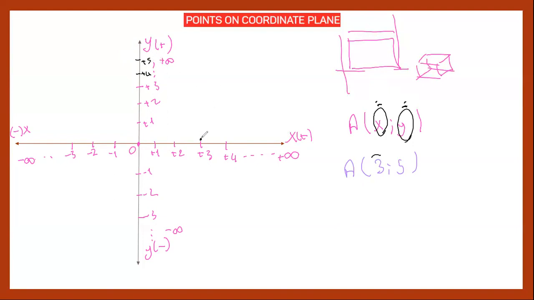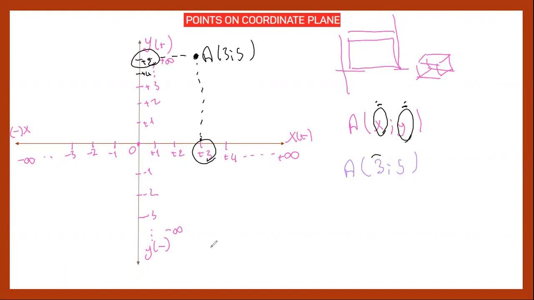Now, you connect them by straight lines like this. That's your point A, (3, 5). See, on the x you have number 3. On the y, you have number 5. That is how to place the number on the coordinate system.